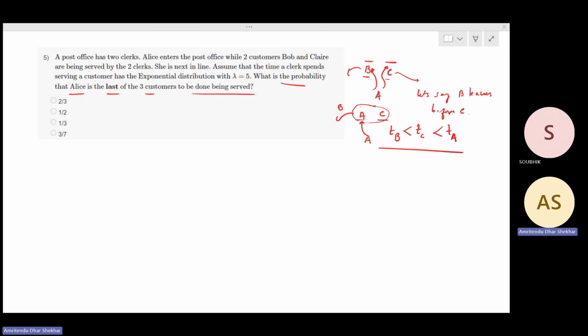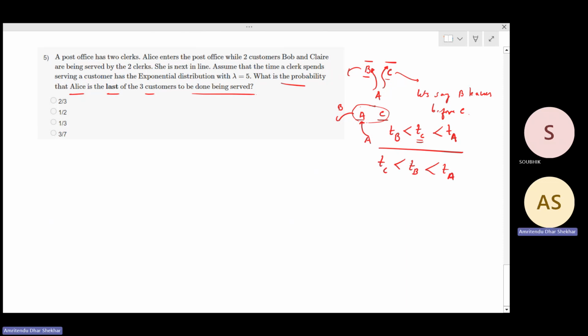So Alice, in this way, is the last person to be served, because C gets done before Alice, and Bob is of course done before. There is this other possibility also, where you have TC less than TB less than TA, and the possibility where TB less than TC less than TA. Exactly.